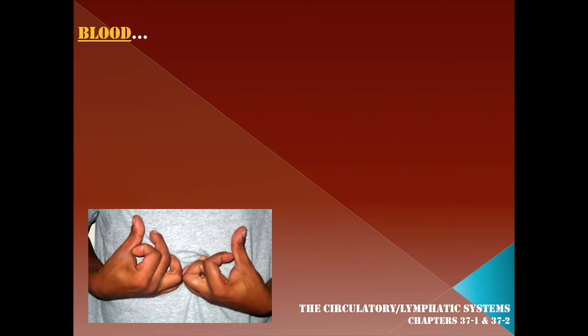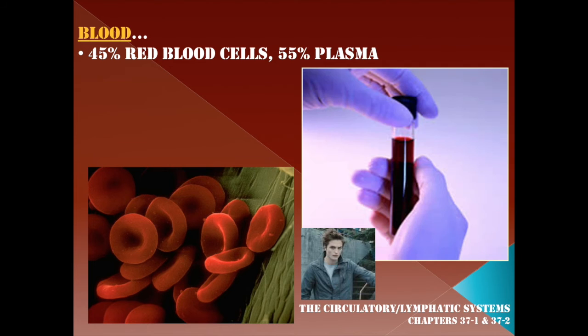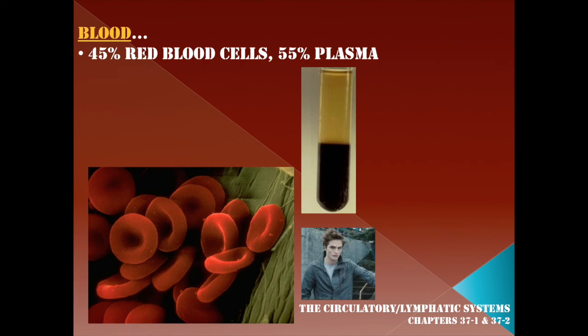All right, now let's talk about blood itself. Blood, give or take, is not a pure substance. It's only about 45% red blood cells. The rest is what's called plasma, which is kind of like a liquid. So this is blood. If you were to spin blood, you would see a lot of red blood cells, but this is all the liquid medium that makes blood a liquid.